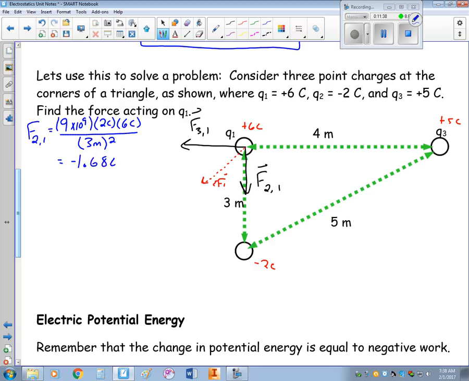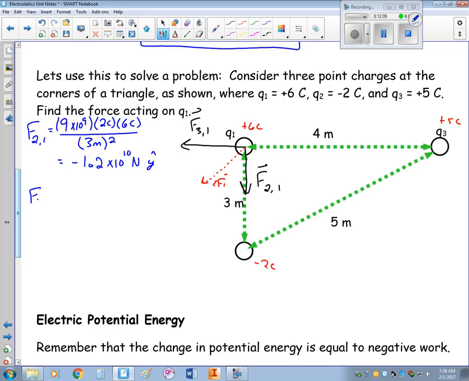1.688 times 10 to the 10th. Oh, I'm sorry, reading my notes wrong. There we go. So it's in the negative y hat direction because it's pointing down.